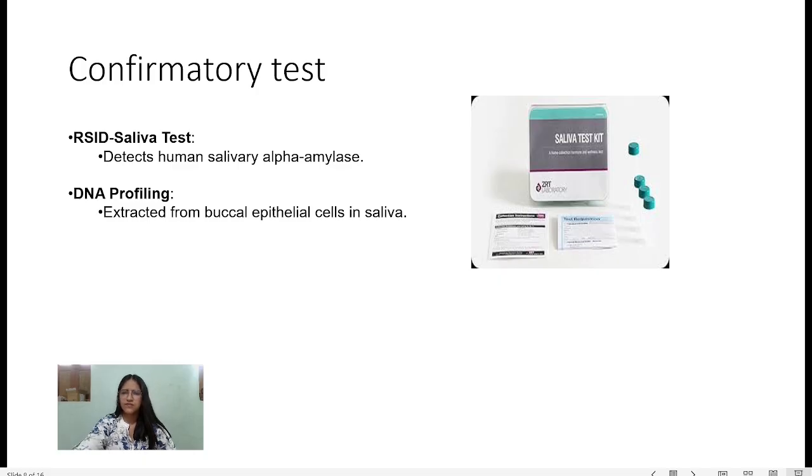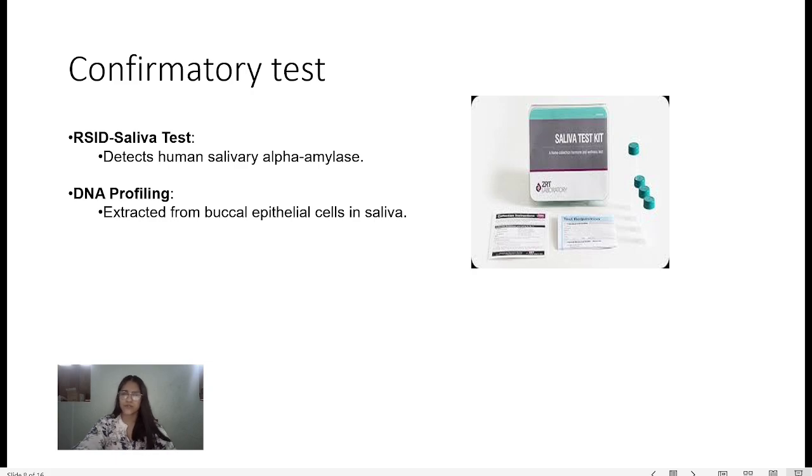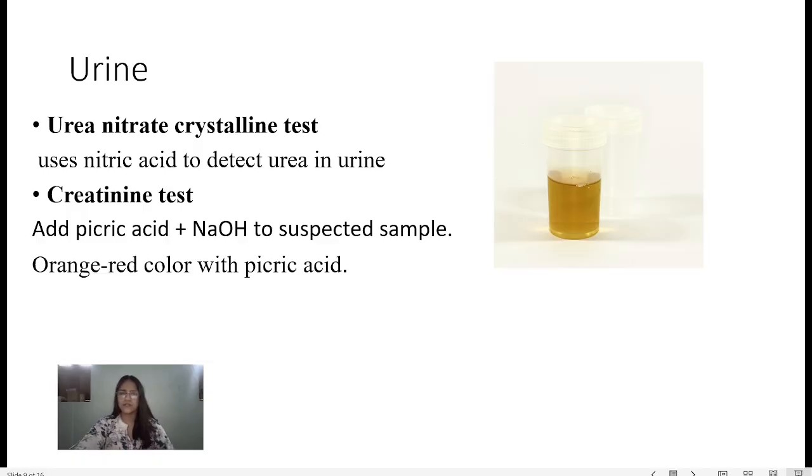So the result is that it produces a unique DNA profile, and the significance is that individual identification is possible. Like in cases where cigarette butts or bite marks are present, or food items or glass are present, these tests can be used for confirmation of whose sample this is, by DNA profile, right? Now the next fluid is urine.